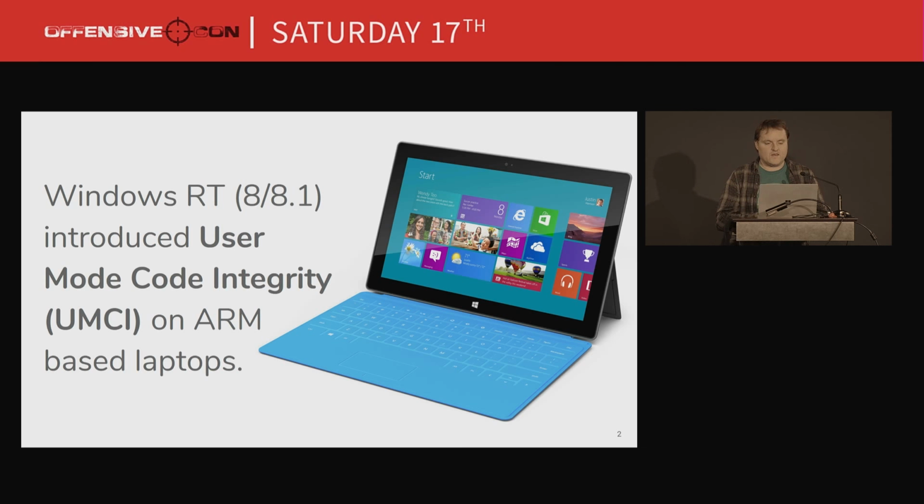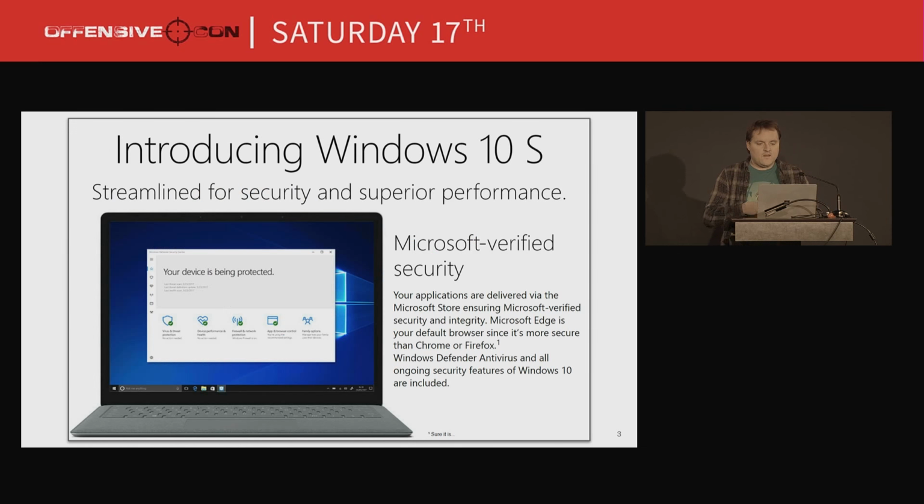Now, actually configuring user mode code integrity on Windows 8 was quite difficult. You needed to install secure boot policies, and while you could turn it on for x86, it was not really documented or supported. The big change is that very recently, Microsoft introduced Windows 10S, which was originally a SKU. Now, apparently, it's just a mode. I think that's probably splitting hairs a little bit. But effectively, it's a new consumer version of Windows RT, streamlined for security and superior performance, apparently. I think this is a bit of PR spin, of course. But it's sort of Microsoft's response to Chrome OS, restricting everything to the browser or only Store applications. You can download stuff off the Store because it's signed by Microsoft.